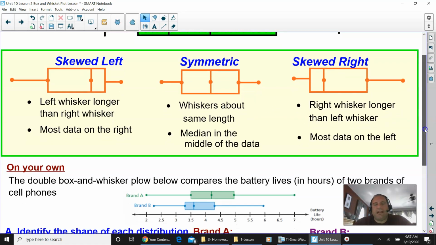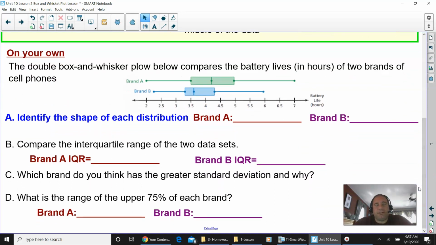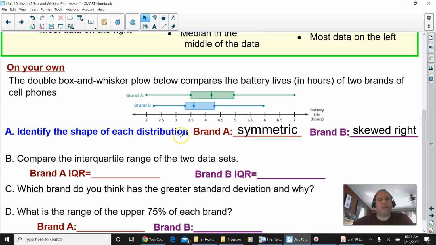All right, so we have an on-your-own question. The double box plot below. This is a double box plot where we have 2 box plots right on top of each other, just like that. It compares the battery lives in hours of 2 brands of cell phones. Identify the shape of each distribution, brand A and brand B. Compare the interquartile range of the data sets. Which brand do you think has a greater standard deviation, and why? What is the range of the upper 75% of each brand? Go ahead, try to do these questions. Press pause now.